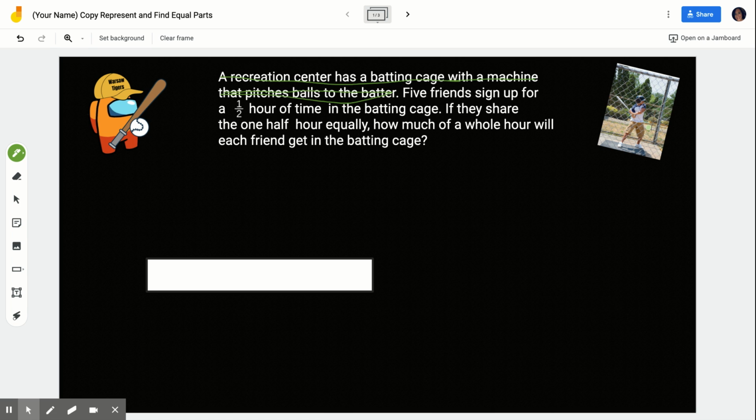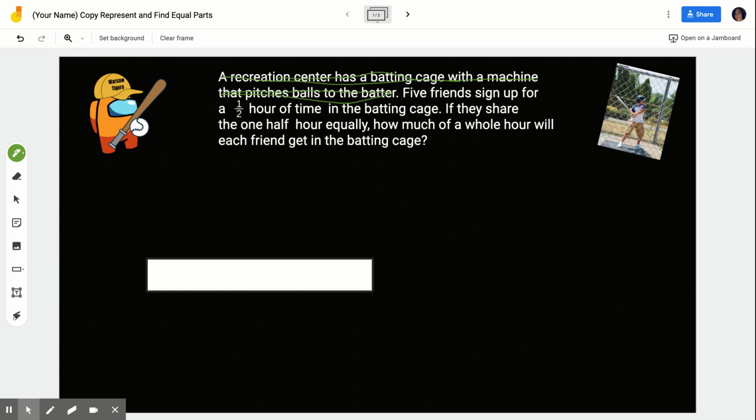It's saying a batting cage with a machine. We know that a batting cage with a pitching machine is going to pitch balls to the batter so that they can practice getting better at their swing and hitting the ball. But it's not going to be important information to solve this problem. So once I read it and I understand it, I'm going to get rid of it.